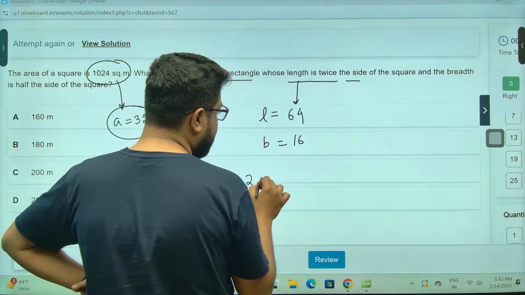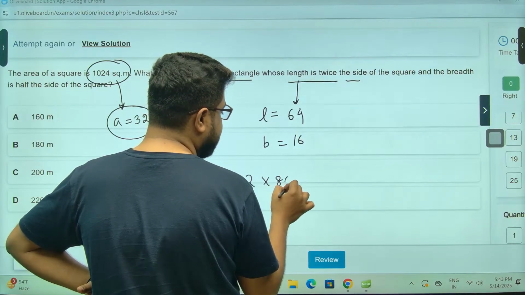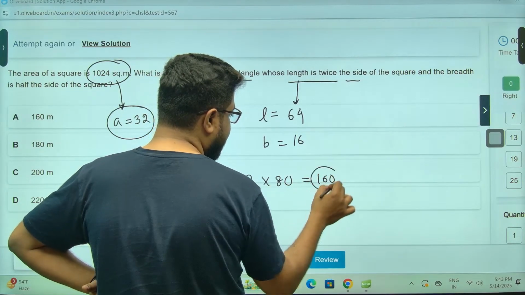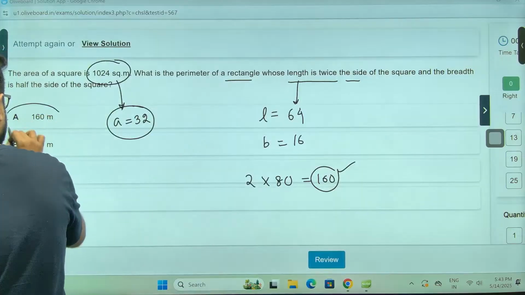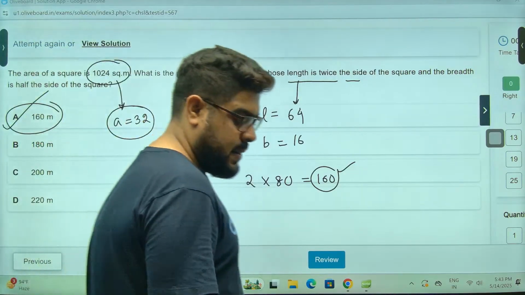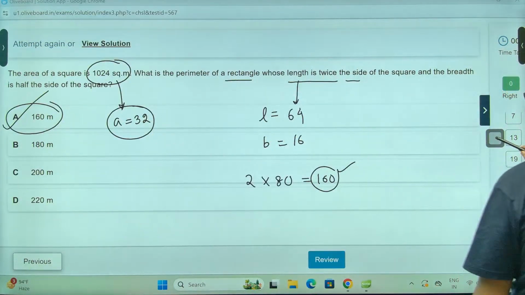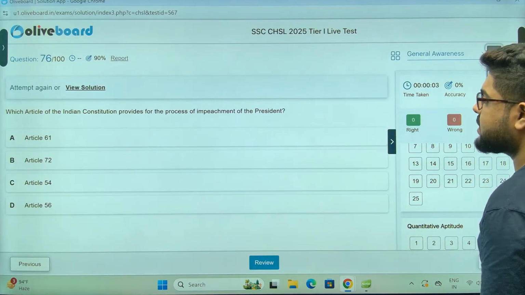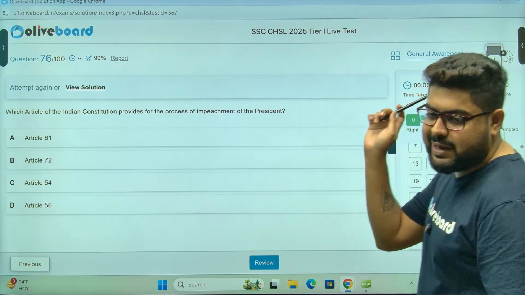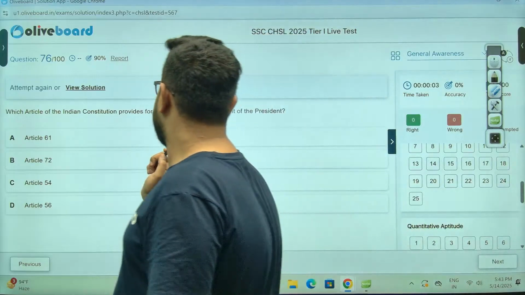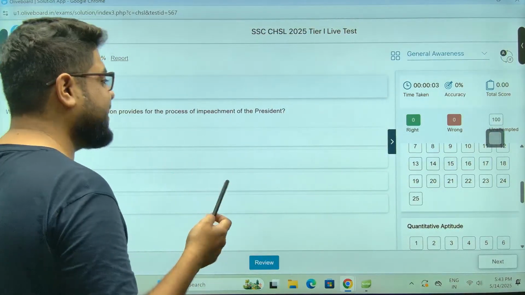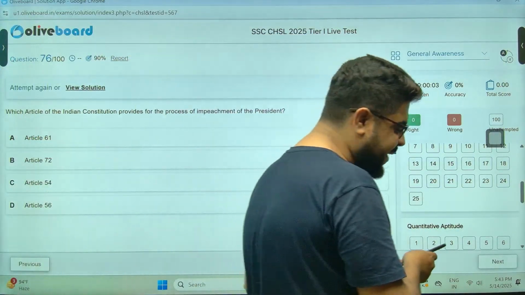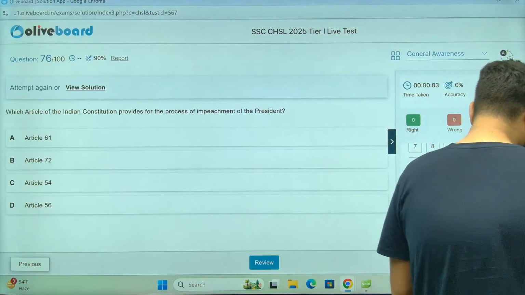So it will be 2 into 64 plus 16 is 80, sir. 160 is the answer. Okay? Perfect. Acha, this was the last question. Even if I try for 100 days, I'll never be able to do this.